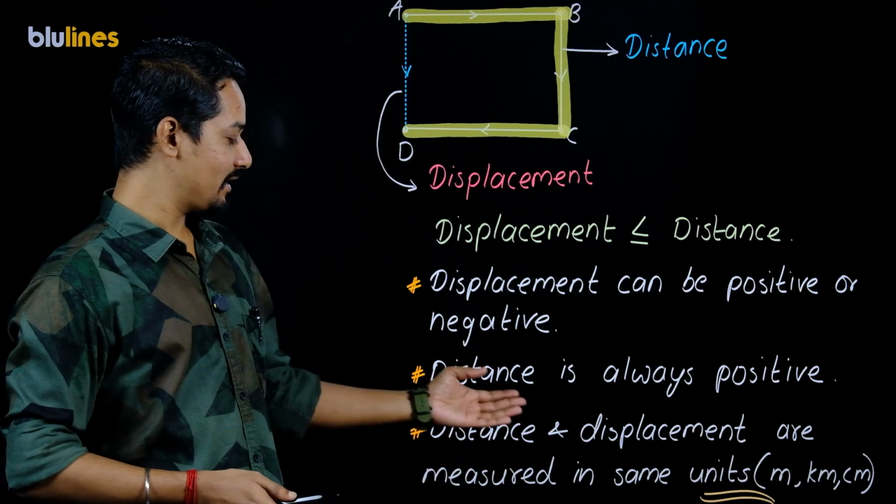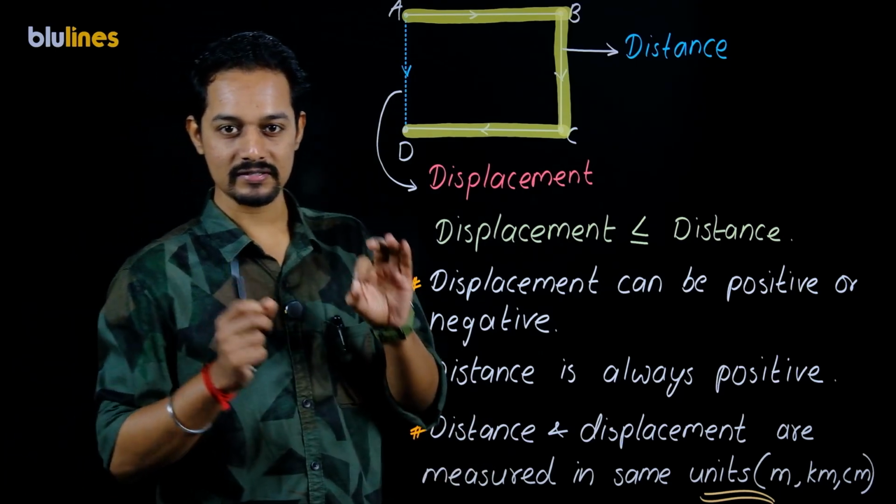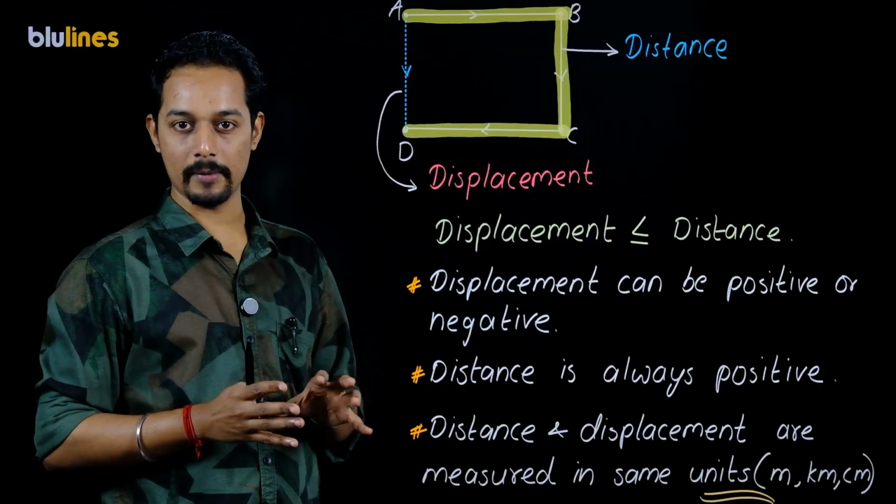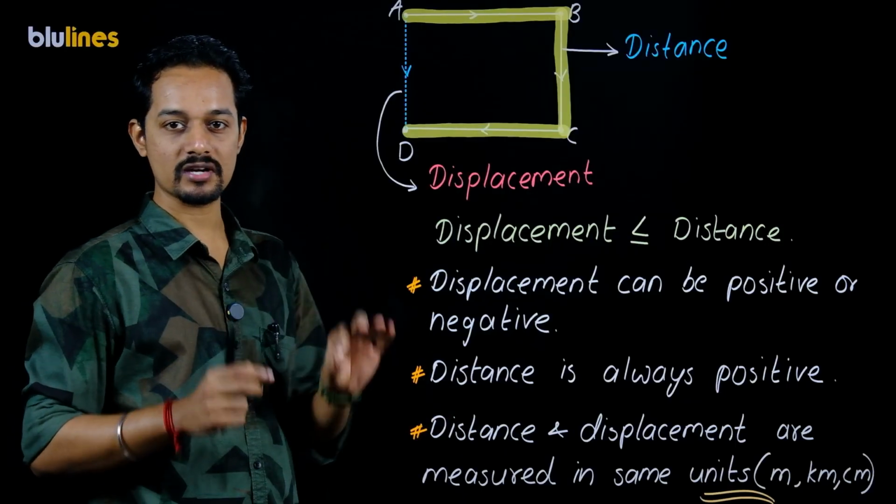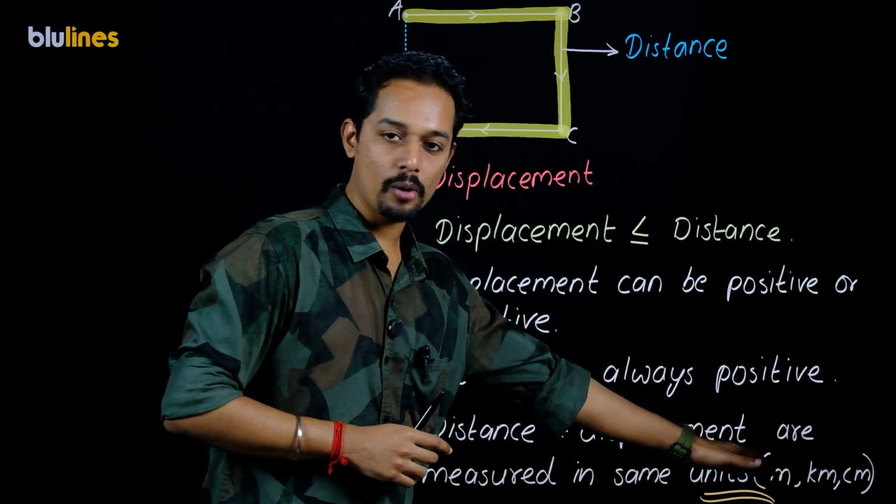Now, what are the units in which distance and displacement are measured? Distance and displacement are always measured in common units like meter, kilometer, centimeter.